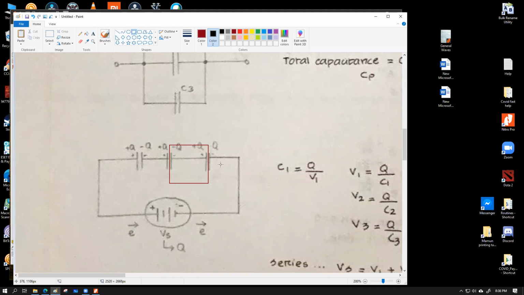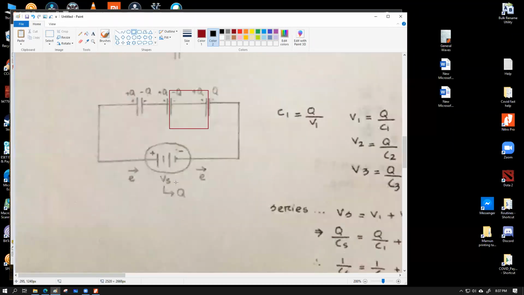So if this plate has plus Q charge, because this rectangular thing is a disconnected part, the other plate has to have minus Q charge. This would imply that all the capacitors connected in series must have equal Q charge stored across them, or on each of their plates there would be Q charge stored. Have a look. The Q charge did not get redistributed or divided into multiple different parts.